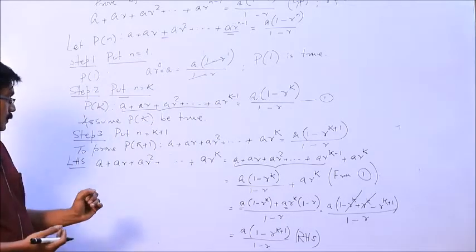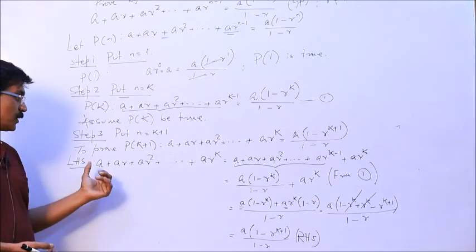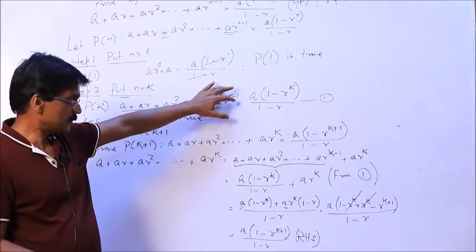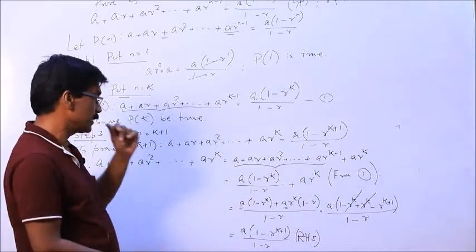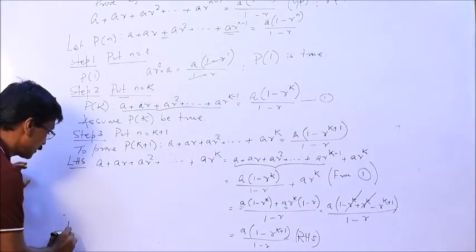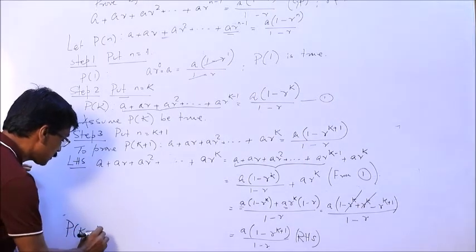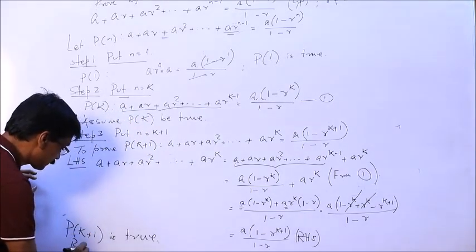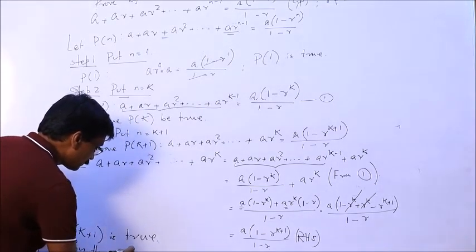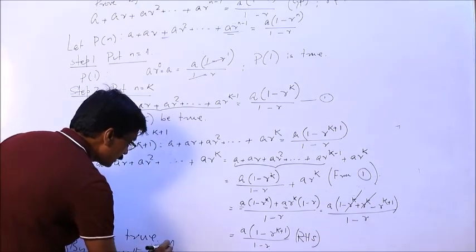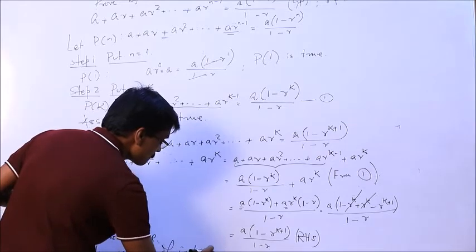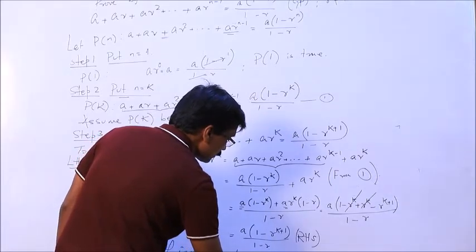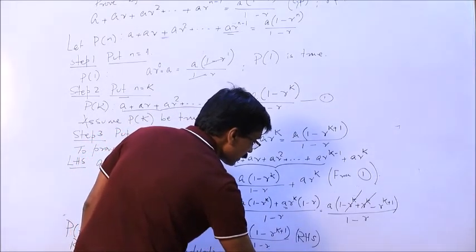So, in Pk plus 1, we start from LHS, using the result of Pk, we have the right hand side. So, we conclude that P k plus 1 is true. So, by the method of induction, it is true for all n.